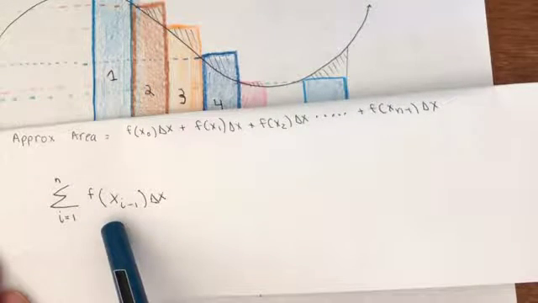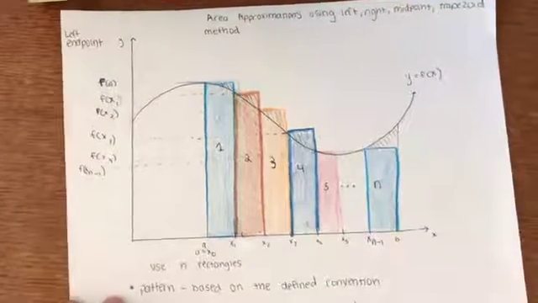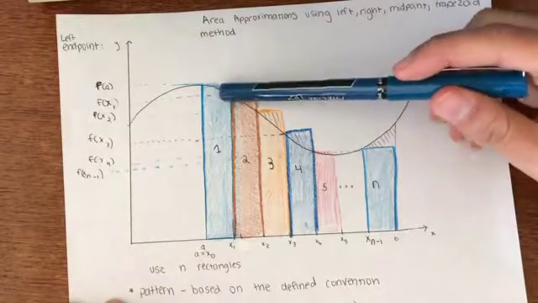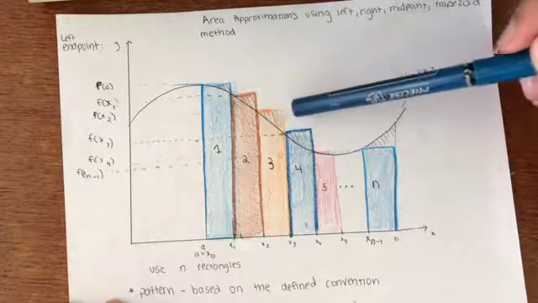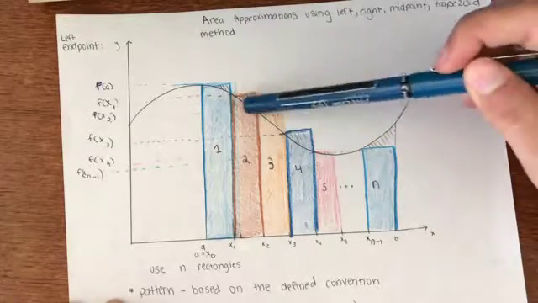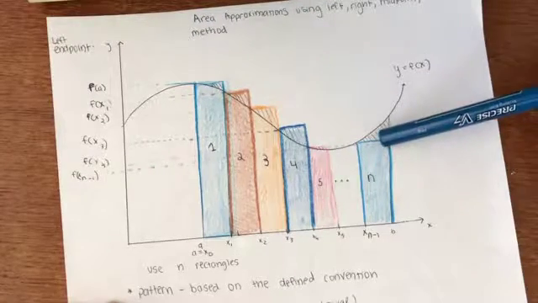Sigma notation can be used to provide a general formula to find the area under a curve using left endpoints. However, it is important to note that this is an approximation, and when you have a function that is decreasing and you're using left endpoints, you will get an over approximation because of this extra area being added. However, when the function is increasing, you will have an under approximation.